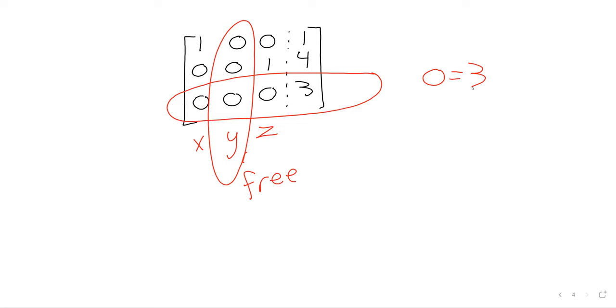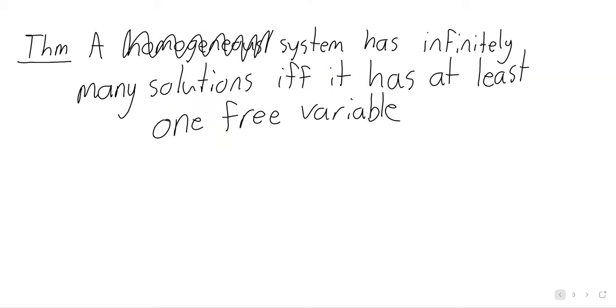Well, this can't happen if you have a homogeneous system. In particular, if you have a homogeneous system, then the last column is all zeros, and the last column stays all zeros when you perform Gauss-Jordan elimination. So we do need that word in the statement of this theorem.